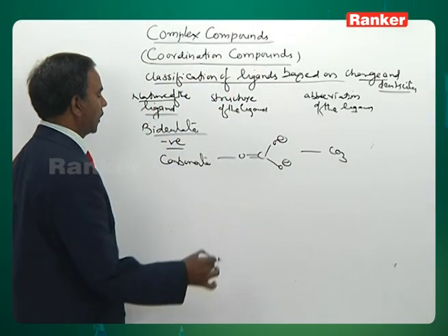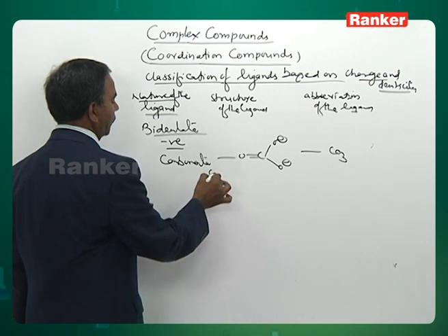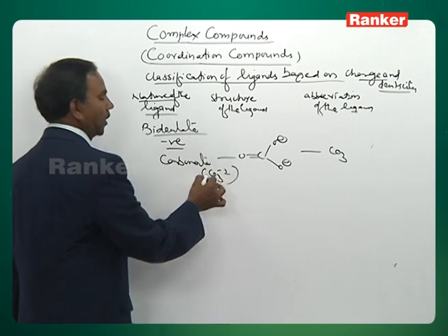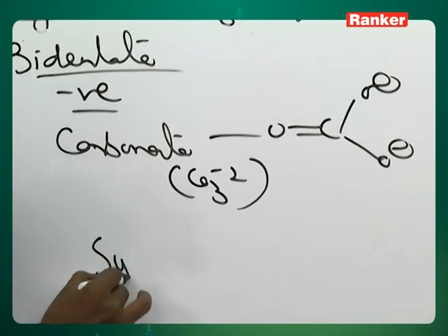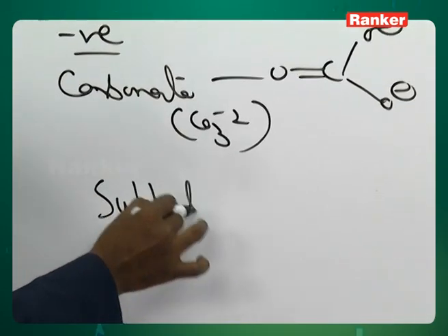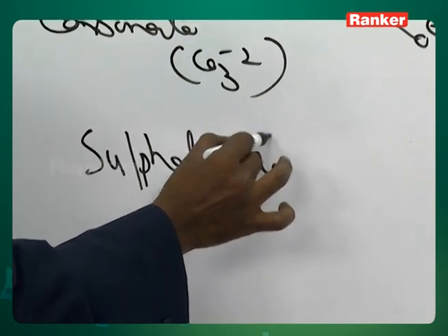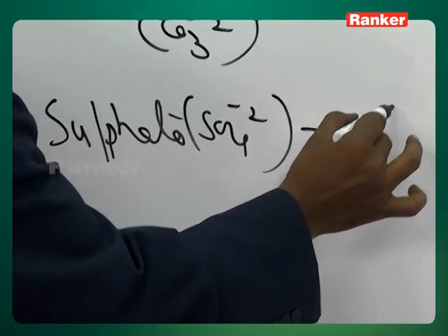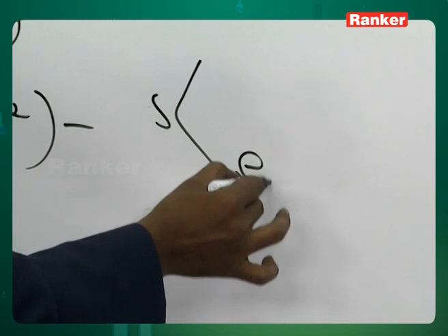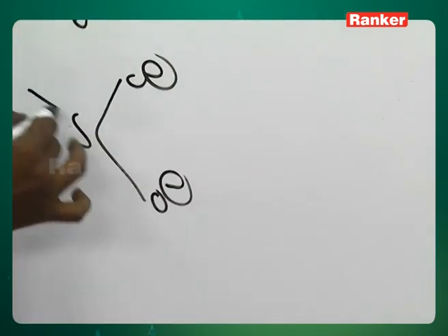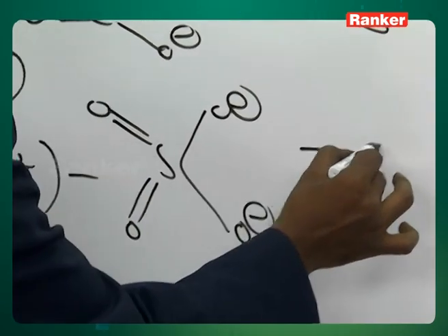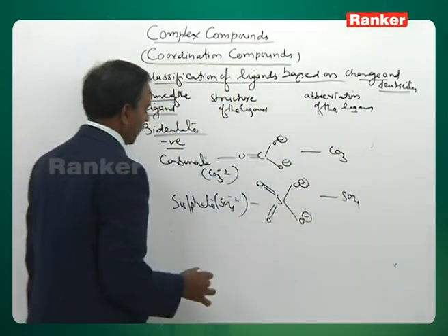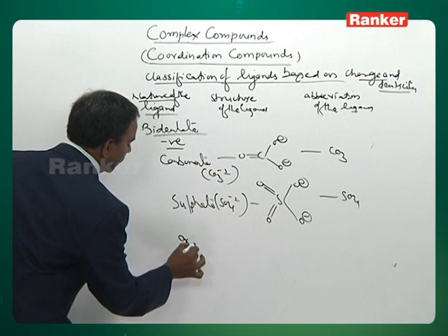The charge on each ligand is important. Let me write this formula with the charge: carbonato, CO3 minus 2. You can also take the next one, the sulfato ligand. You can write it as SO4 minus 2. This particular ligand is a bidentate negative ligand, the sulfato ligand.